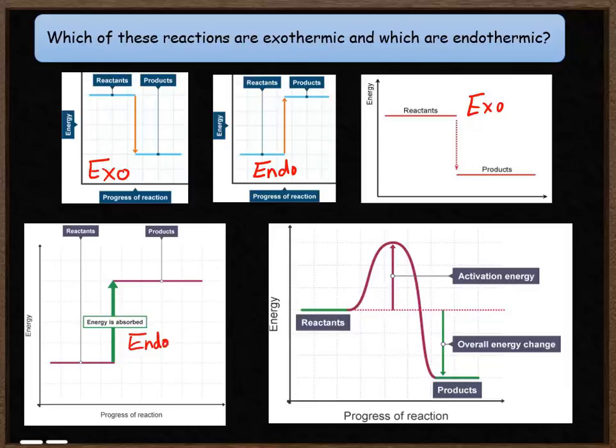This graph here is probably the most complicated. Some reactions require something called an activation energy. That's a little bit of energy, a little bit of heat to get the chemical reaction going. After it's had that activation energy, it can then release it back out, and it also will then release some more energy as well. So overall, with this reaction, we can see there's an overall energy change going downwards. That means overall we have an exothermic reaction.